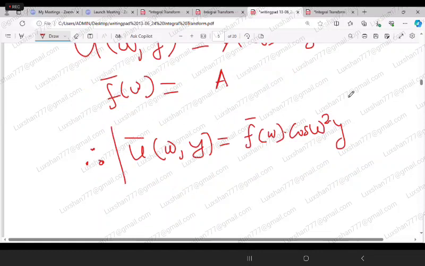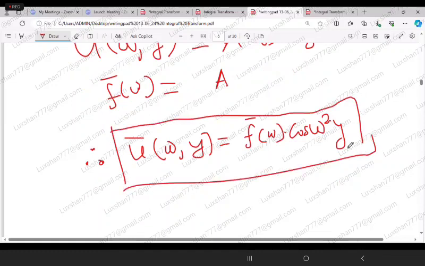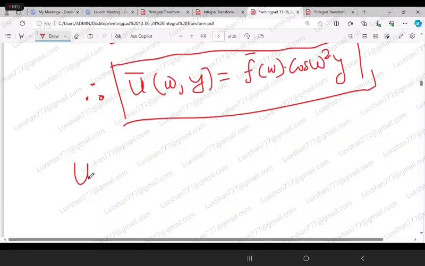But actually, this is in the Fourier transform version. So I want to find u. What do I want to do? I want u, so I have to take the inverse Fourier transform of u bar(omega, y).